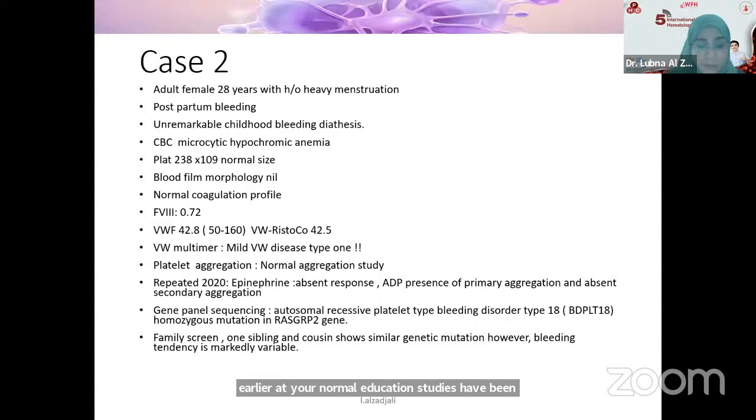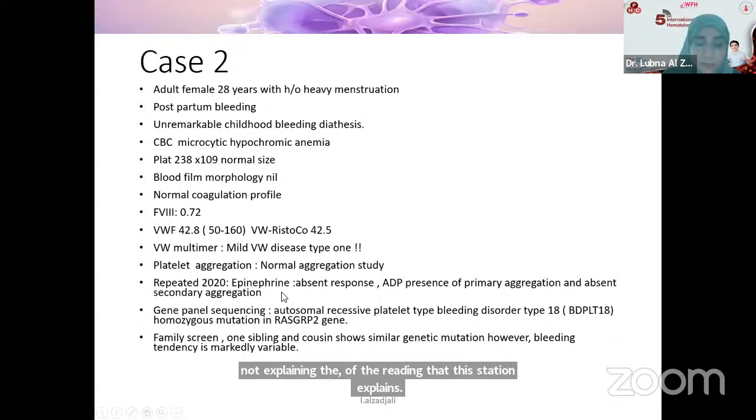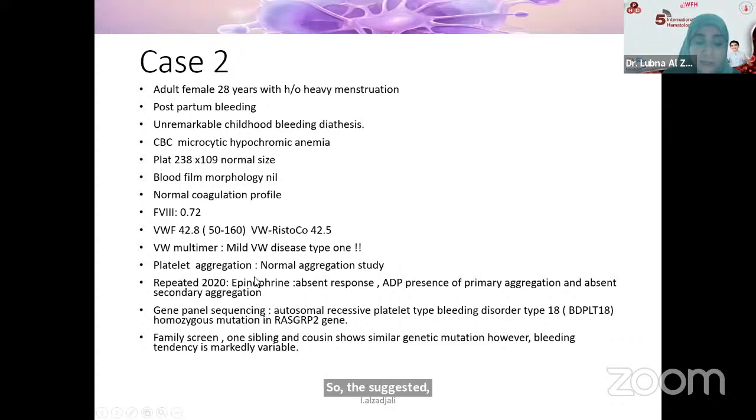When this case came to discussion in the multidisciplinary meeting, the bleeding behavior of this patient suggested more of an inherited bleeding disorder rather than a coagulation factor deficiency. The decrease in von Willebrand did not explain the severity of the bleeding that this patient experienced. So the suggested plan was to repeat the platelet aggregation and to go with gene panel sequencing for inherited platelet disorders.